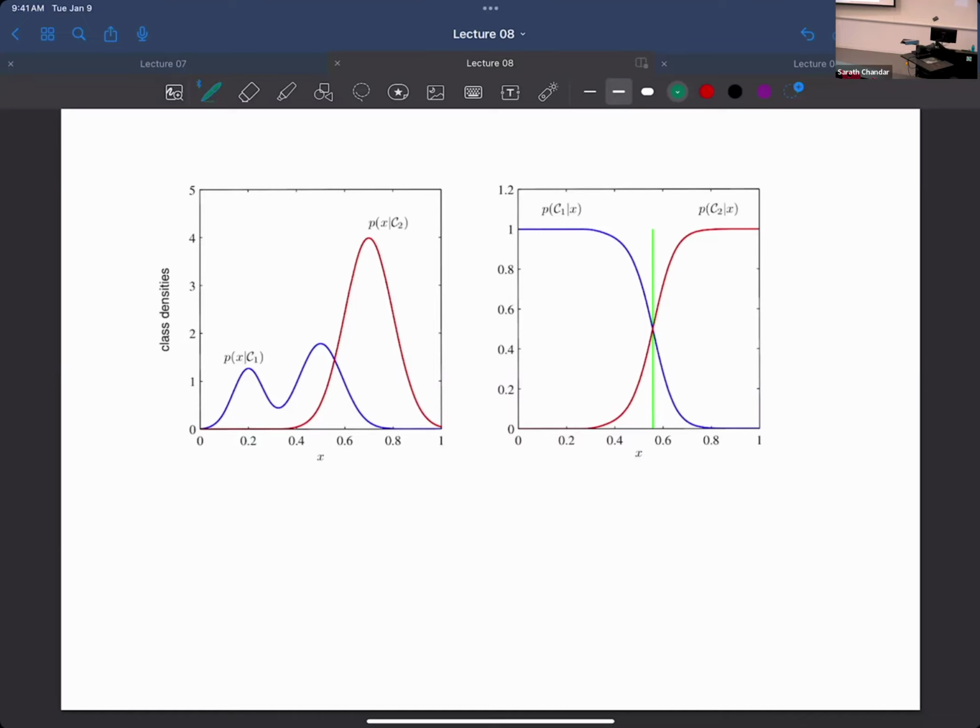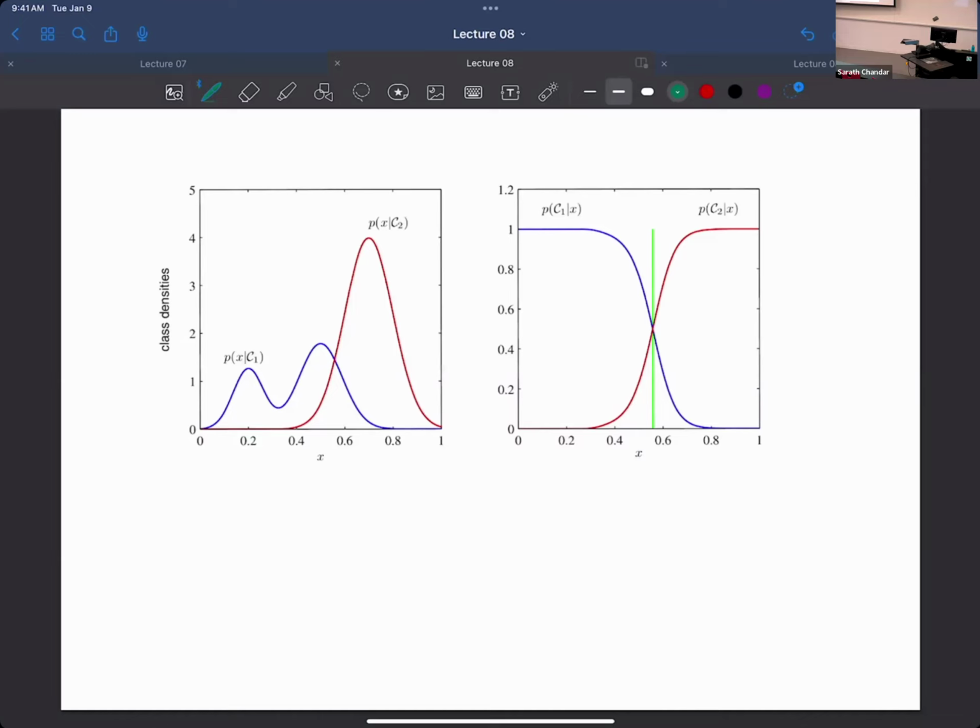If your goal is to just classify between blue and red, should it matter that blue is bimodal or trimodal, right? It doesn't matter, as long as blue is separable from red. I don't care how the distribution of blue looks.